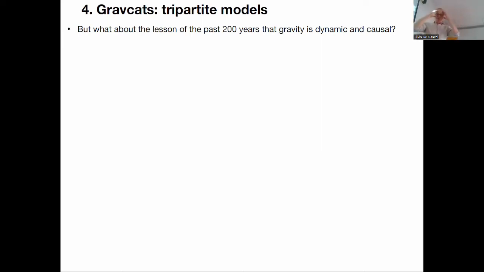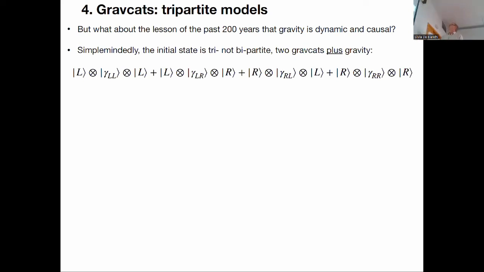Okay, so I've got a naive version of this. I say it's naive, but Marletto and Vedral really were thinking exactly this way. And I'll talk about the Christodoulou and Rovelli paper as well, which is basically thinking this way. So gravity really is itself dynamic and causal, and it is a third system. There aren't really two systems interacting via a Newtonian potential. There are three systems. We ought to build gravity in as well.